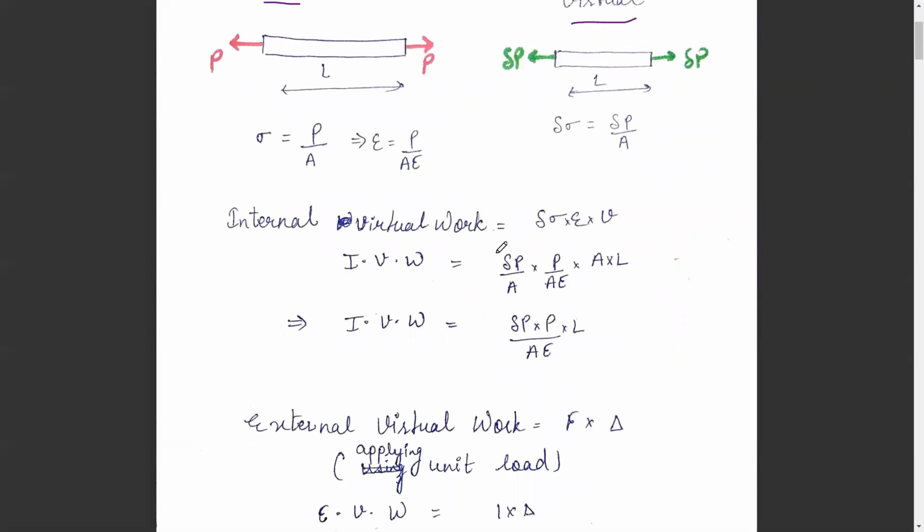The internal virtual work would be equal to energy density times volume. Hence the internal virtual work comes out to be the stress in the real system times the stress in the virtual system, multiplied by length upon AE, where A is the area and E is the modulus of elasticity.